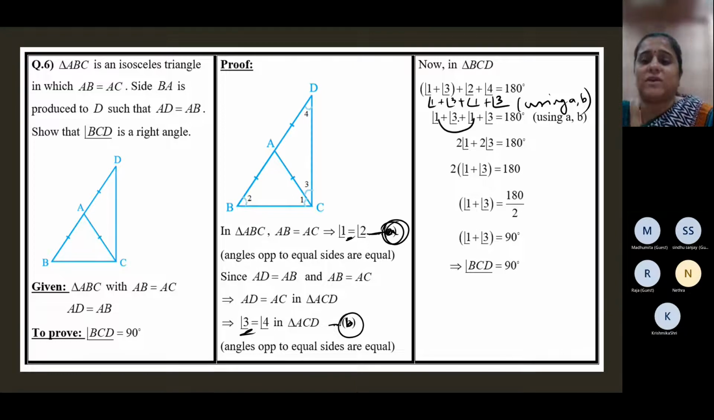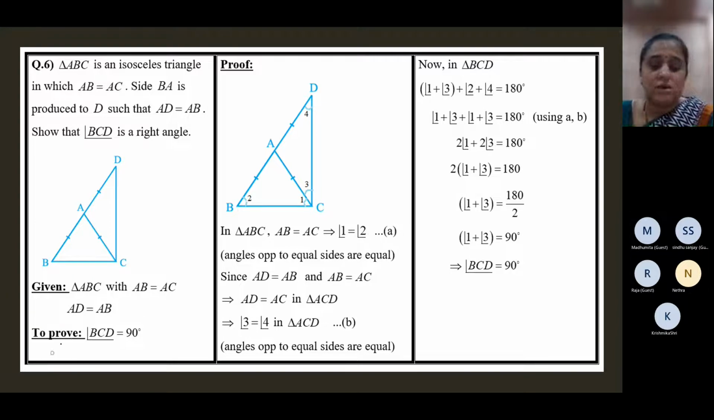So twice of angle 1 plus twice of angle 3 is 180. 2 common. Angle 1 plus angle 3 is equal to 180. Then 2 goes for division. 180 by 2, 90. So angle 1 plus angle 3 is 90. What is 1 plus 3? BCD. So BCD is 90.